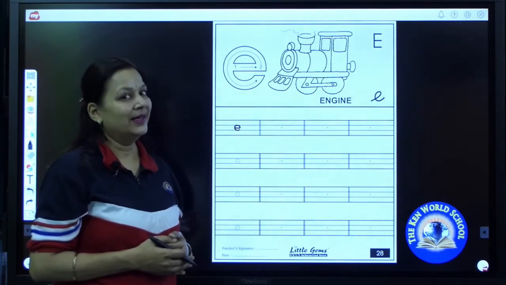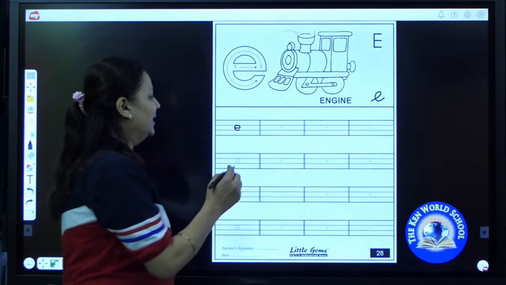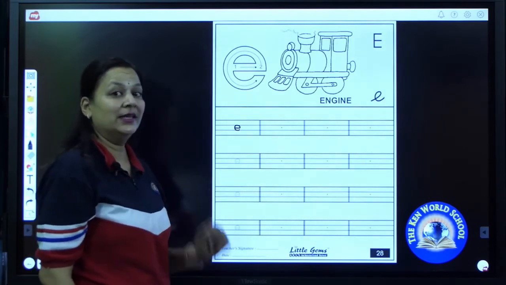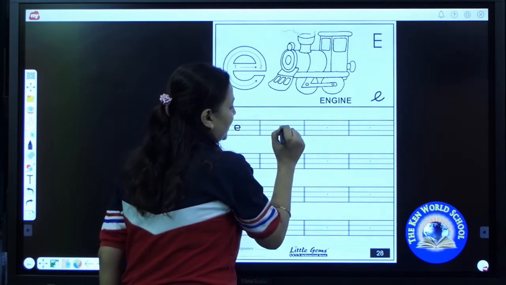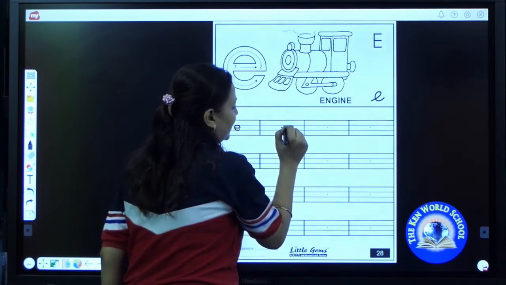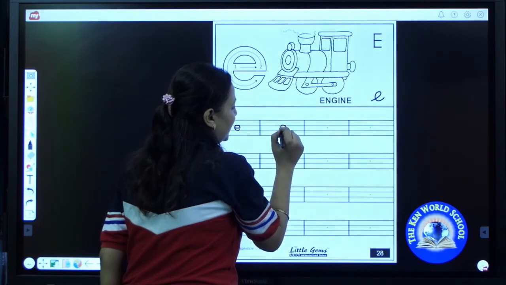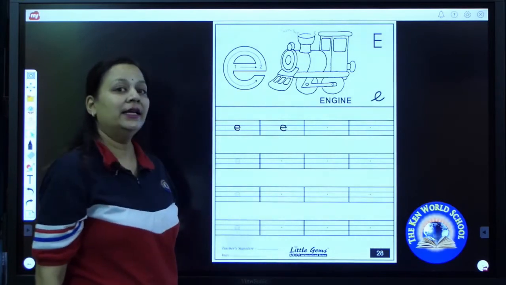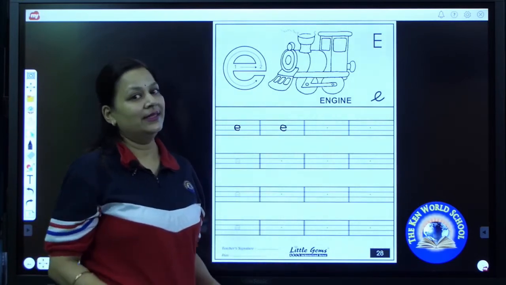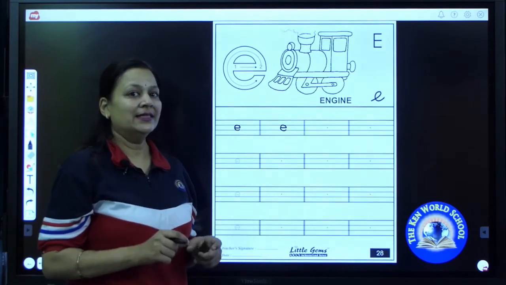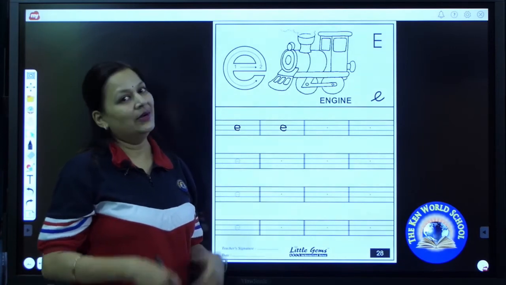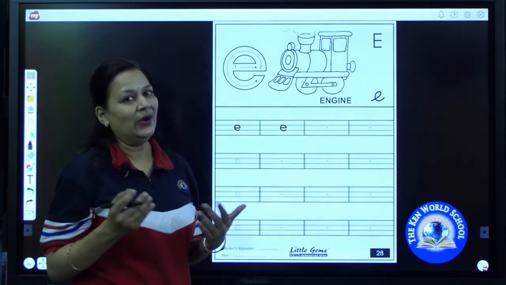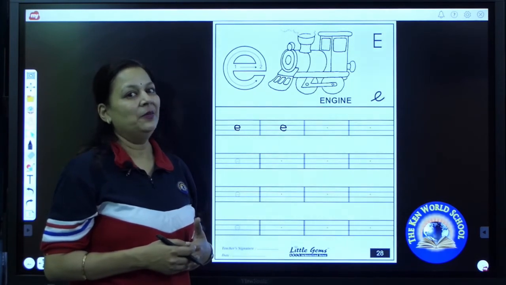Done? Again it's my chance to write. Now I'm going to write on a single dot. I will draw a sleeping line between middle line and base line. Go up till middle line and make a curve till base line. E says eh. E as in engine. Now it's your chance. The ball is in your court. Write down E properly.